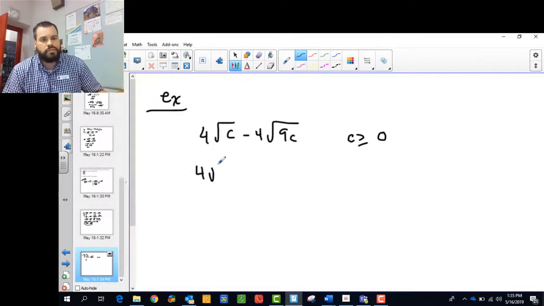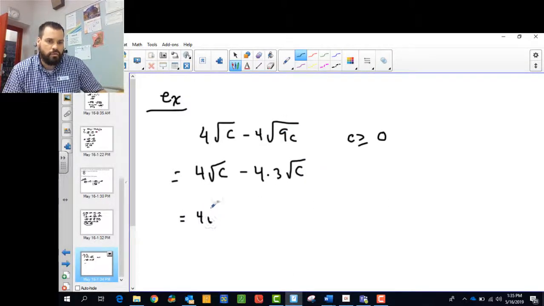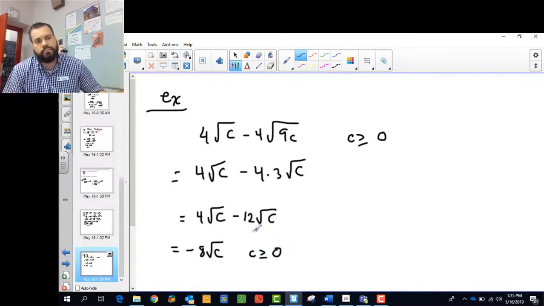So we have 4 root c. That's simplified as much as it's going to get. This, though, what's the square root of 9? So the square root of 9 is 3, so I can write this as 3 root c. I can take that 9 out. So that gives me 4 root c minus 12 root c. And 4 minus 12, then I can put that together because they're both root c. So I get minus 8 root c, and then we can again carry the condition that c has to be greater than or equal to 0.